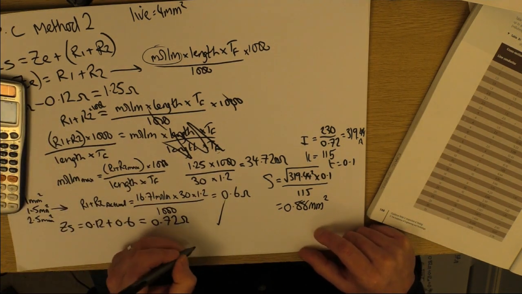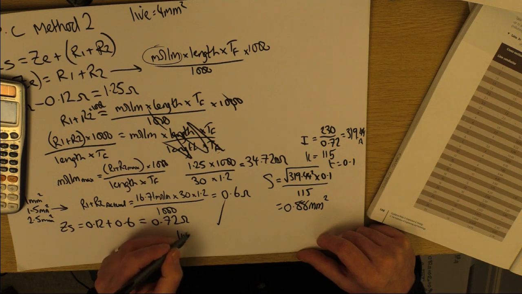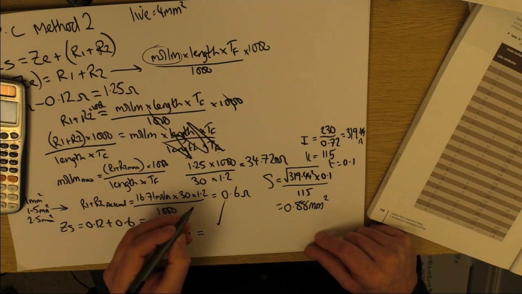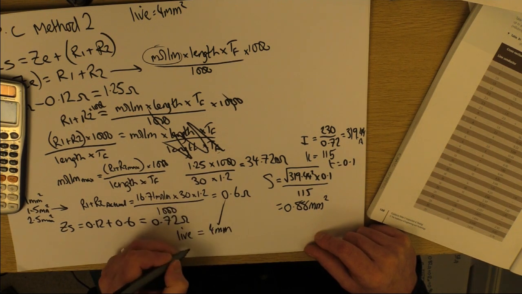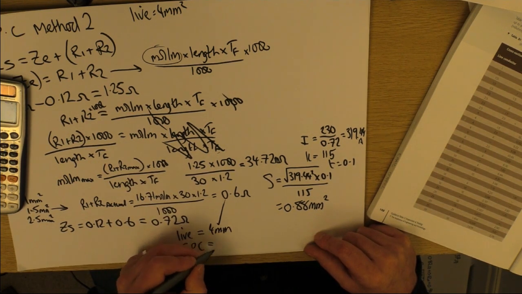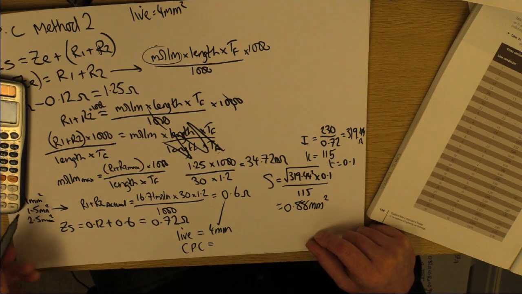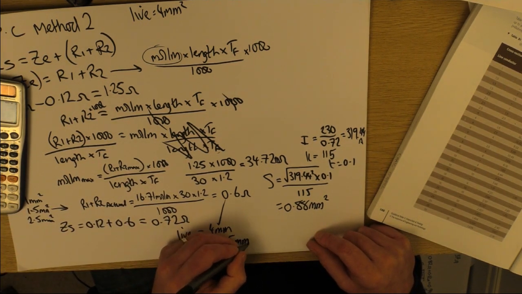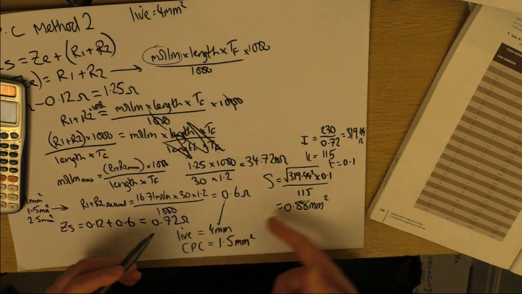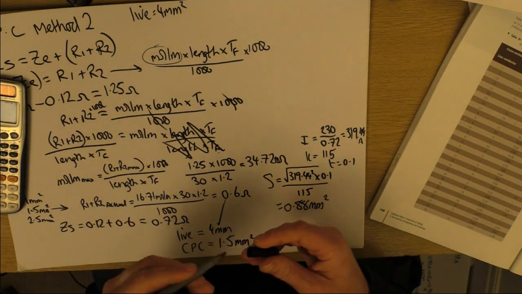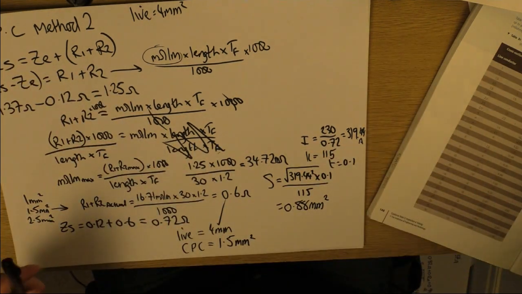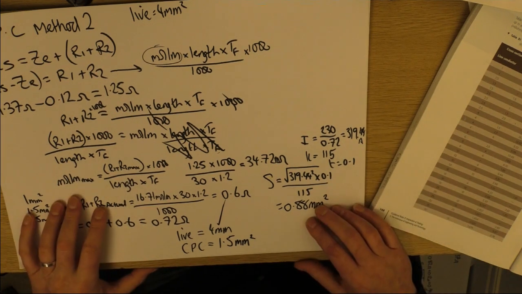So all in all, our live is going to equal 4 mil. C.P.C will equal, well, whatever you like really, 1 mil, 1.5, they all work. I'm going with 1.5. Any neutrals, obviously, if you need them. I mean, this induction motor probably doesn't need them, but as I say, some controls and things like that might need them. There we go.